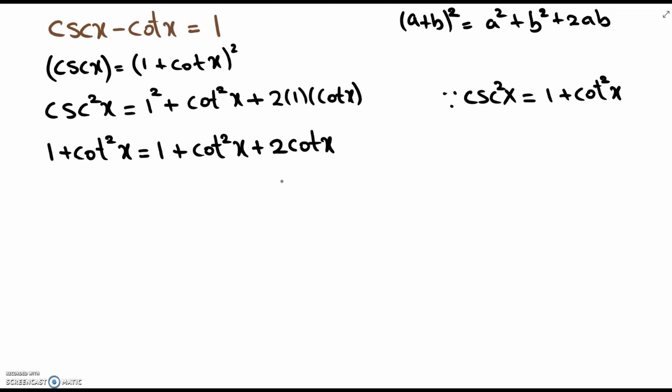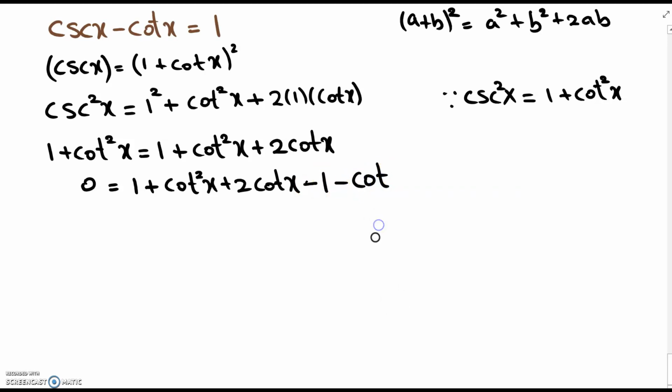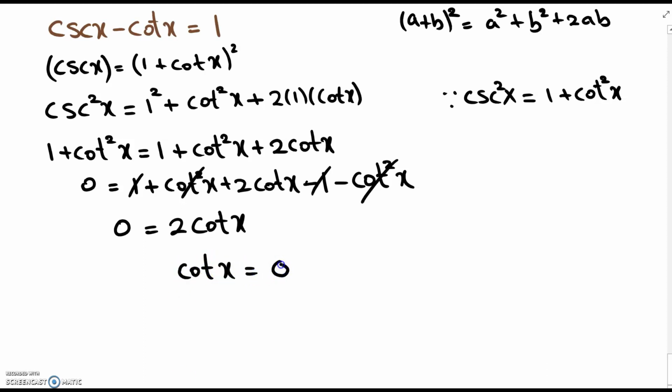Okay, now let's make this whole equation equal to 0. I will take the left side terms to the right side, and it's going to be 0 equals 1 plus cot squared x plus 2 cot x, and the terms which were on the left side are going to be on the right side with changed signs, minus 1 minus cot squared x. Clear? Now let's simplify. 1 and minus 1 cancel out, plus cot squared x minus cot squared x cancel each other, and we are left with only 0 equals 2 cot x. Dividing by 2 on both sides, you are left with cot x equals 0.